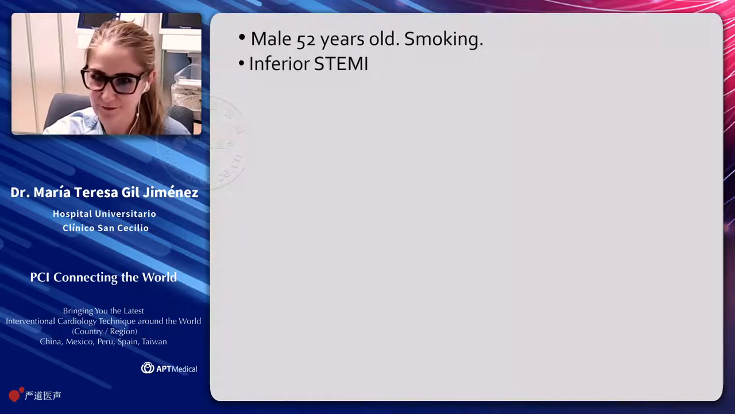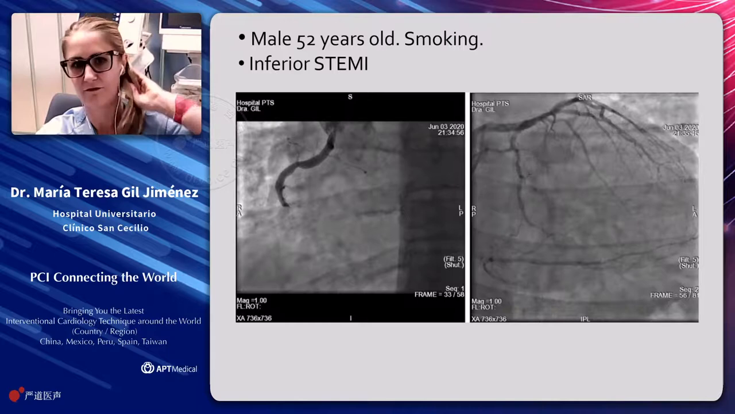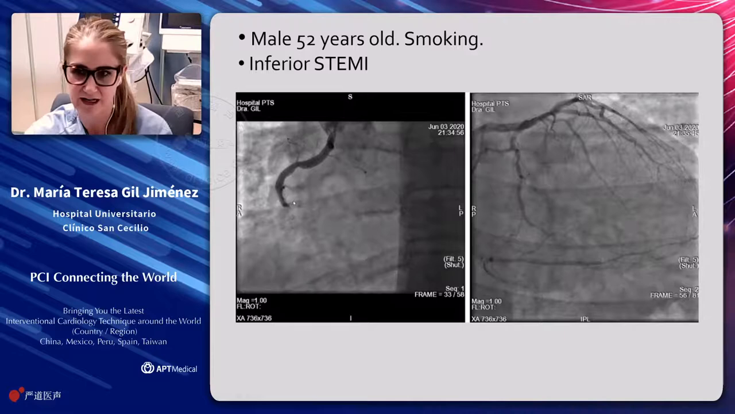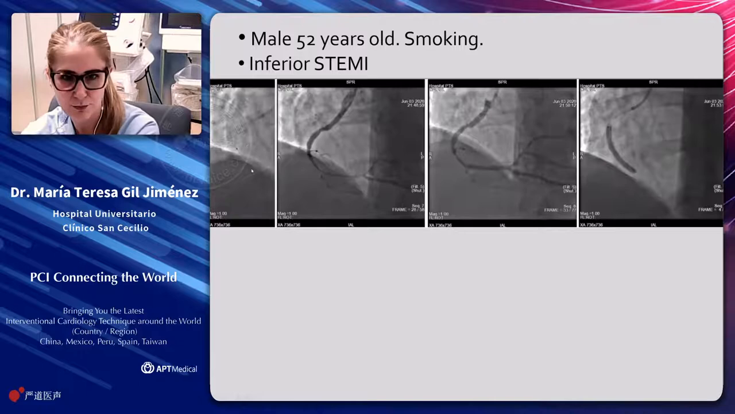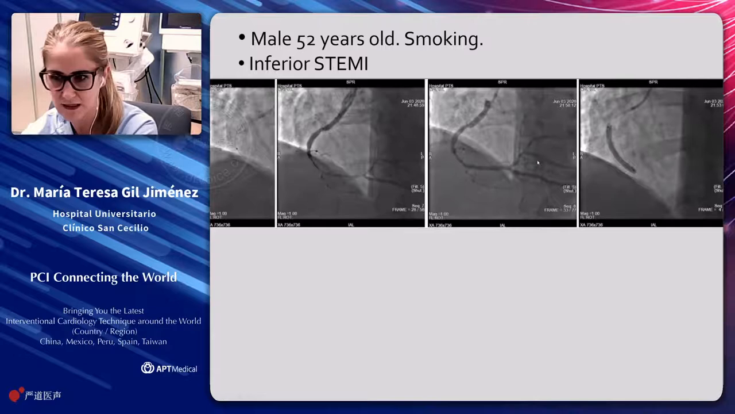So, a male, 42 years old, smoking, inferior STEMI. Here we can see an acute occlusion of the middle segment of the right coronary artery, and the left artery has no significant lesion, with collateral circulation to the right coronary artery. Thrombectomy was performed, and after intracoronary nitroglycerin, this is the result, and we post-dilated all the stent, and this is the result.